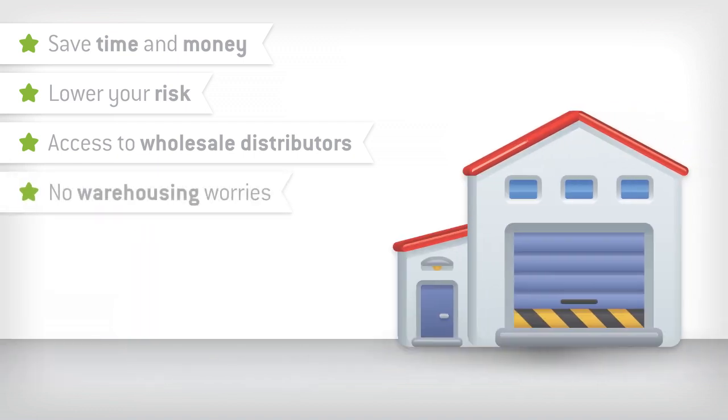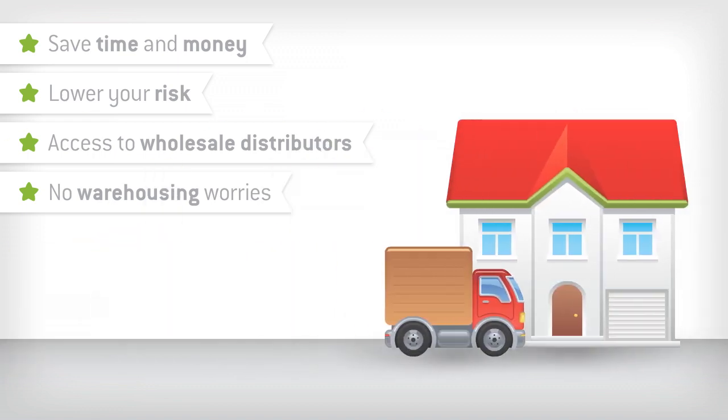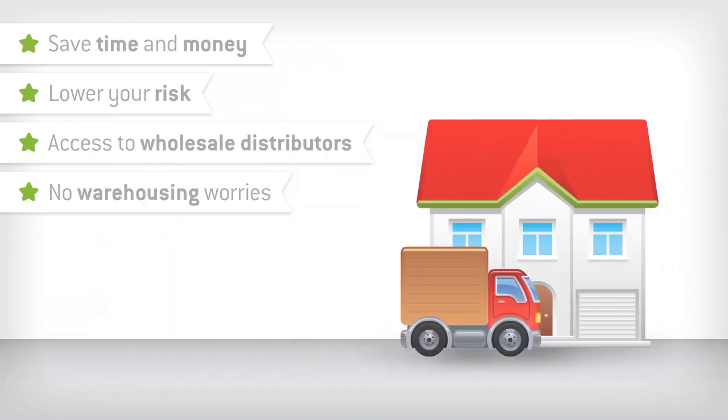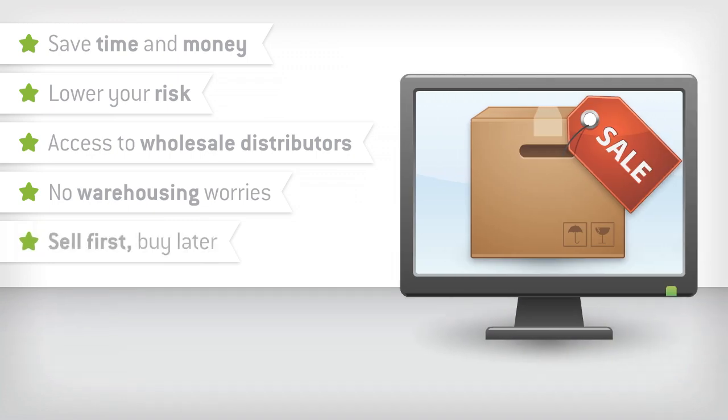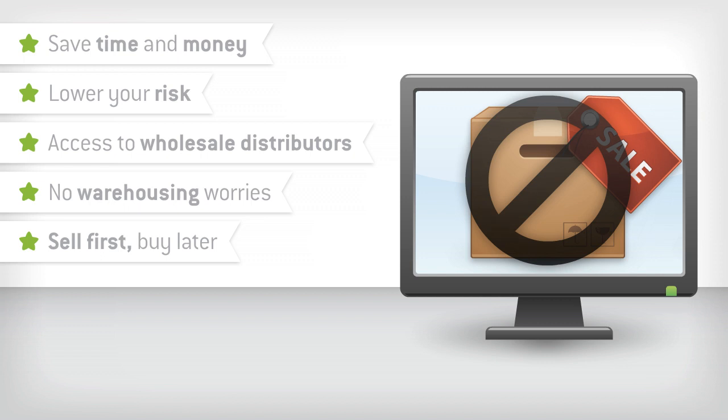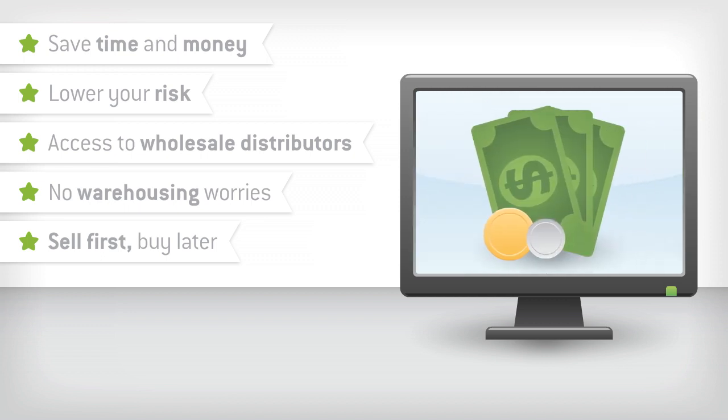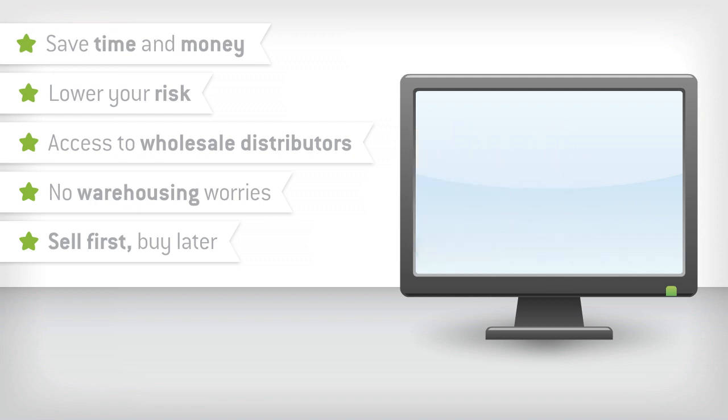With Doba, you don't have to worry about warehousing products or selling unwanted merchandise. The products are drop-shipped by the supplier directly to your customers. This means you sell and get paid for the product first before you order it. If the product doesn't sell, you don't buy it. And when a product is purchased, you don't have the hassle of shipping the order to the customers.